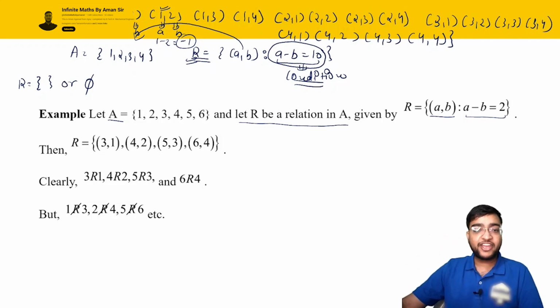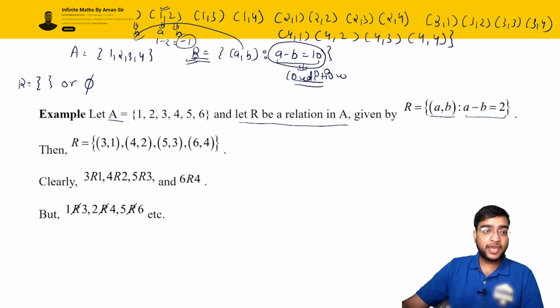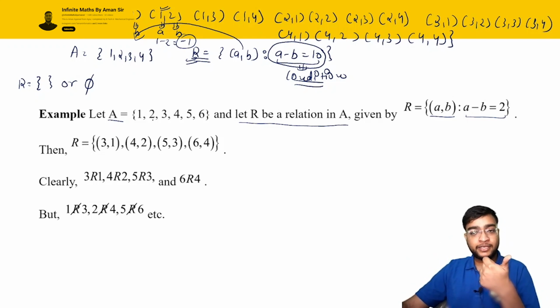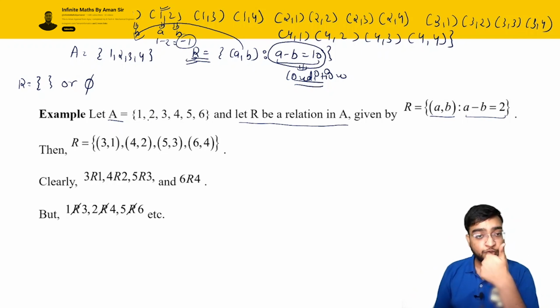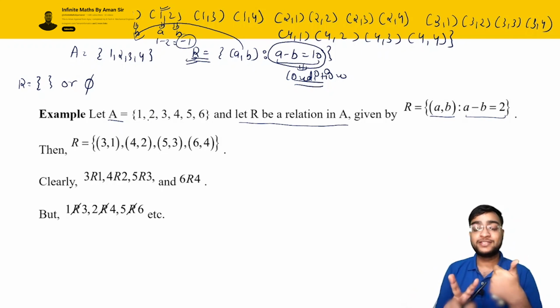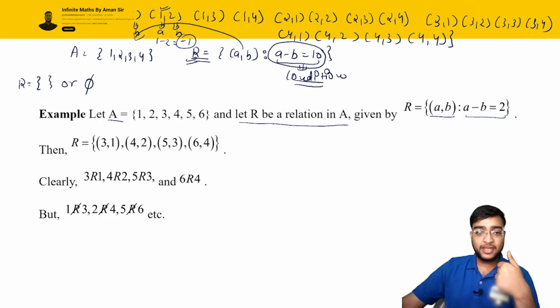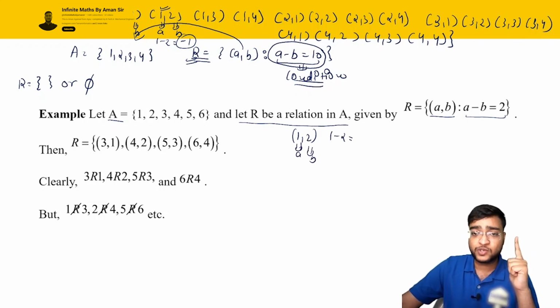So if I take 1 comma 1, you can say no, sir, because the difference of 1 and 1 is 0. If I take 1 comma 2, you can say no, sir, because the difference is not 2. And the order must be maintained, so A here, B here: 1 minus 2 is minus 1 here.